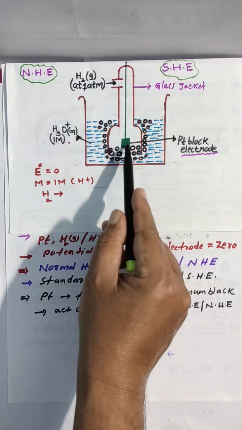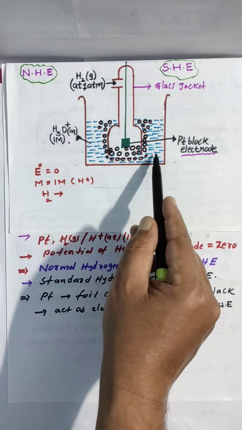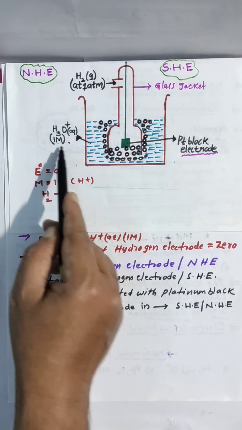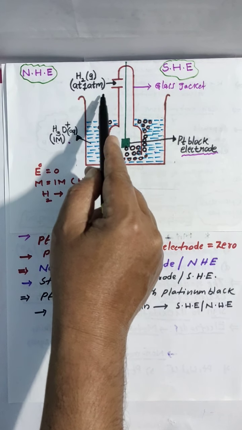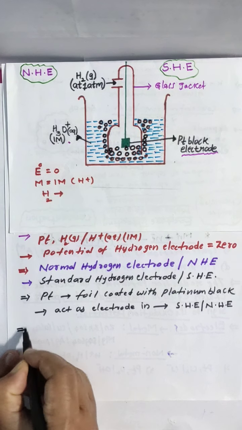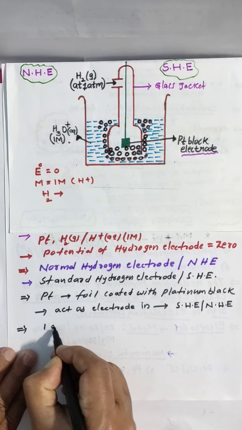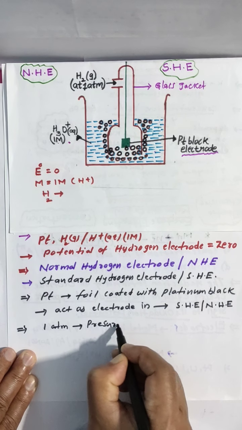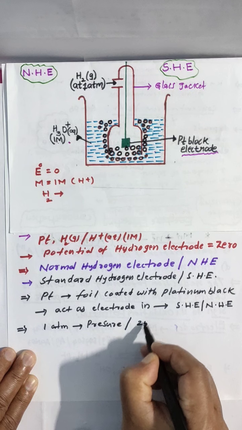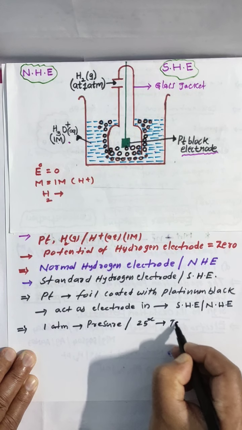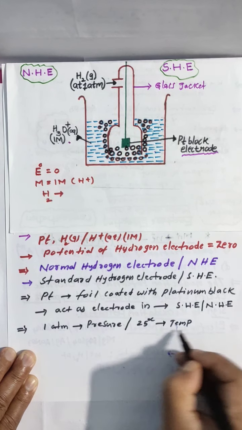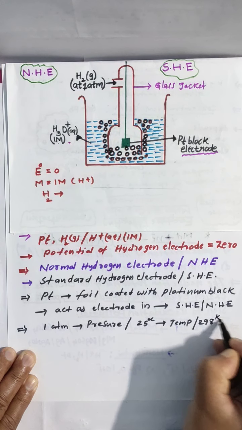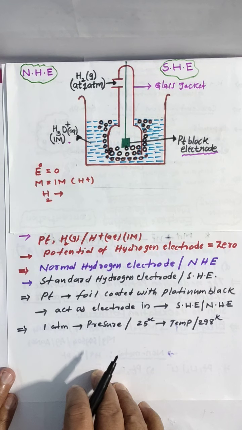This platinum black is immersed in the solution, which is exposed to H2 gas at 1 atm pressure. So here the standard conditions are 1 atm pressure and 25 degrees Celsius temperature, or you can take it in Kelvin, 298 Kelvin. Clear?